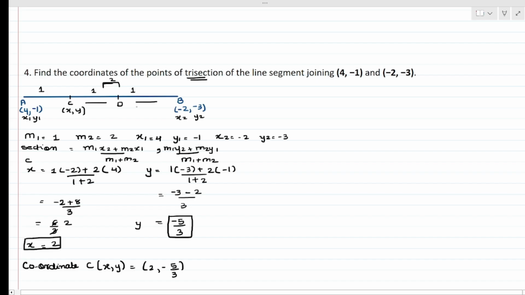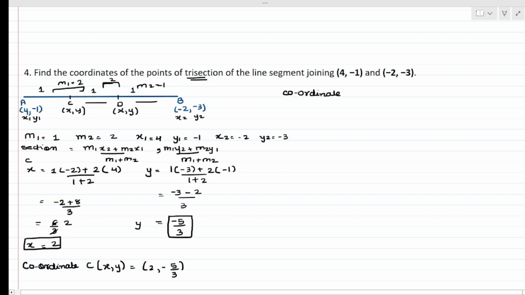The next question asked over here is you need to find the point D as well. So for the coordinates of D, again write over here x and y. That means we need to find x and y only. So mention the things over here. The thing that changes over here is that now my M1 becomes 2 and my M2 becomes 1.